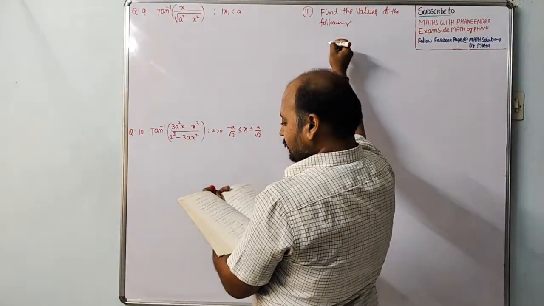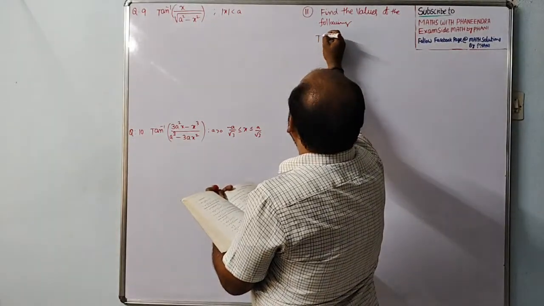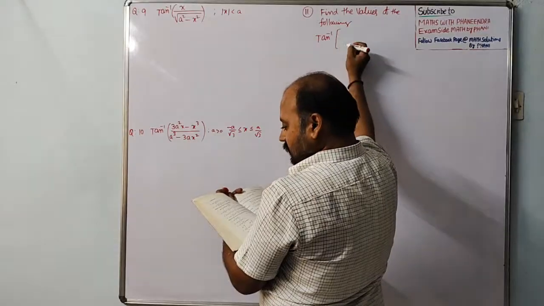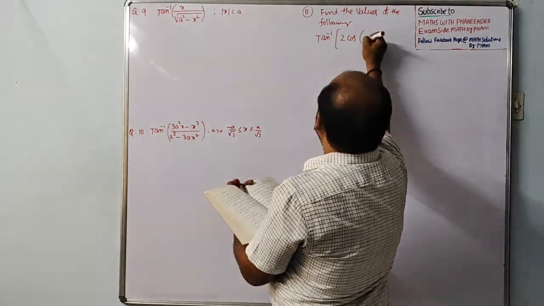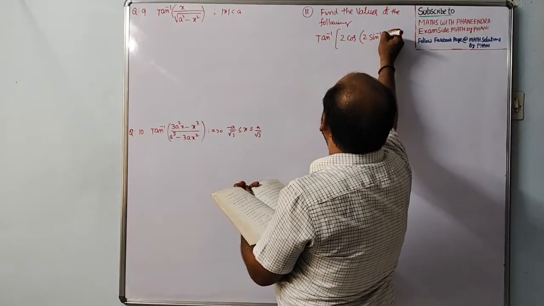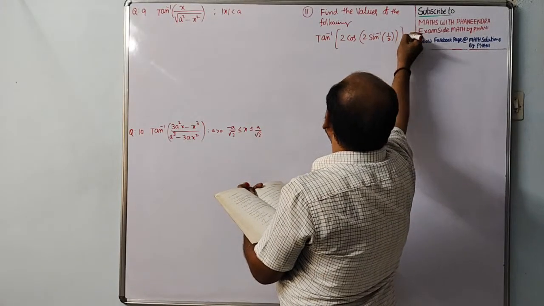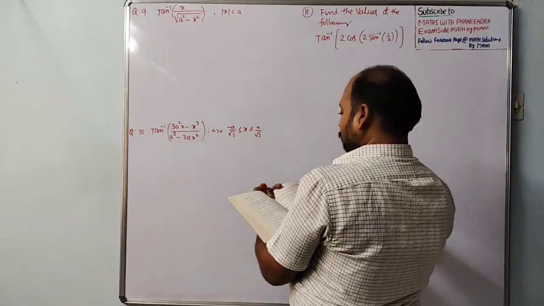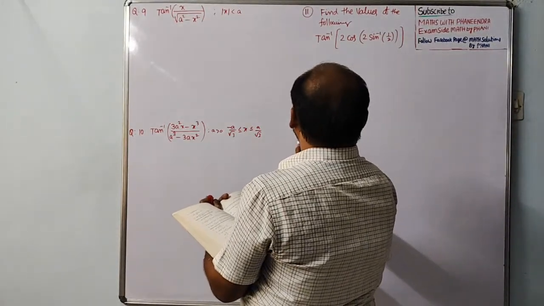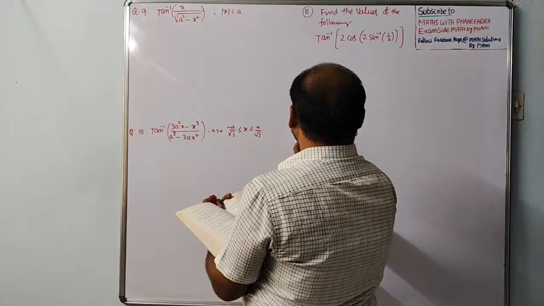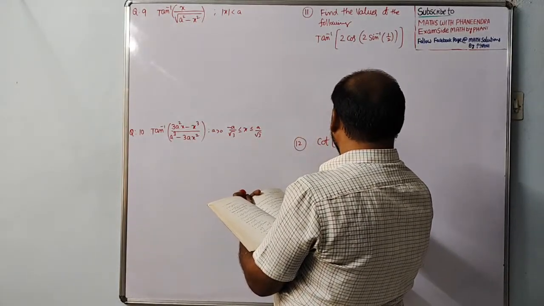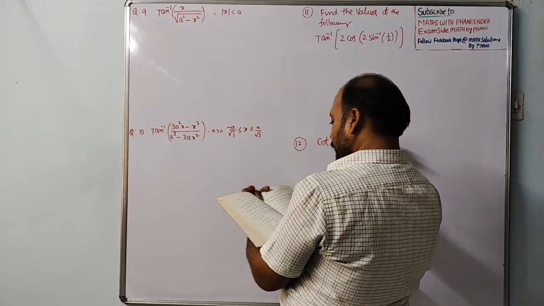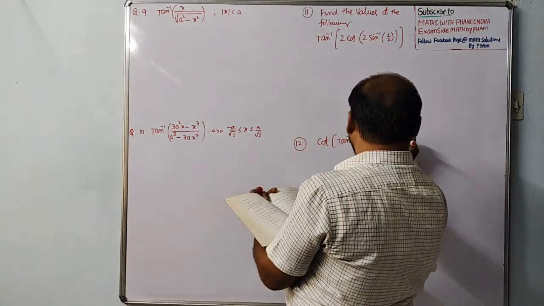The first one, tan inverse of 2 cos 2 sin inverse of 1 by 2. Next, question number 12. Cot of tan inverse of a plus cot inverse of a.